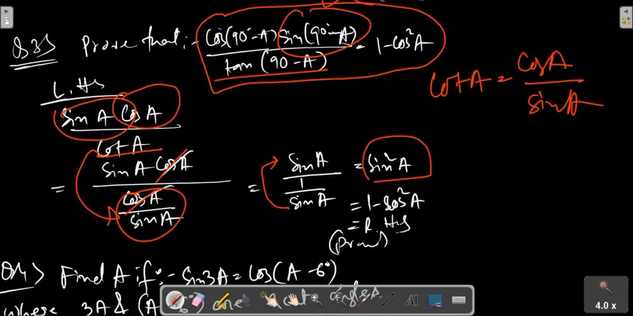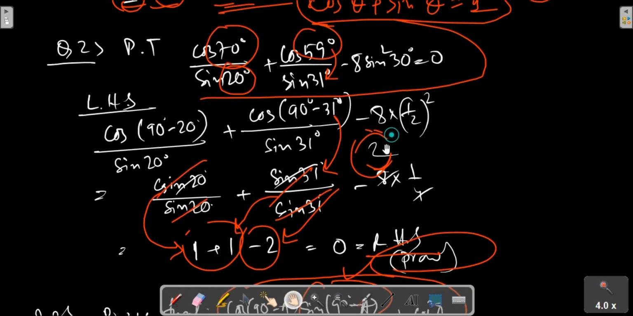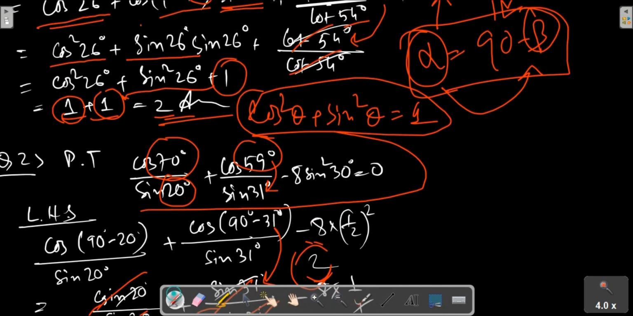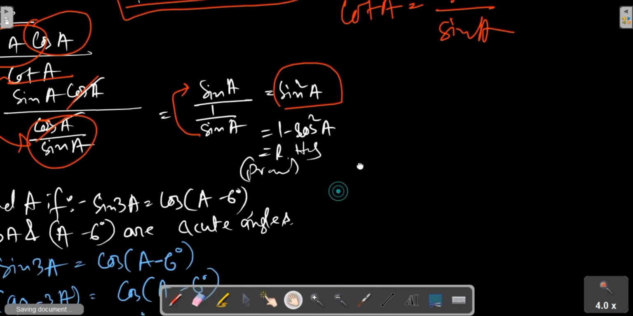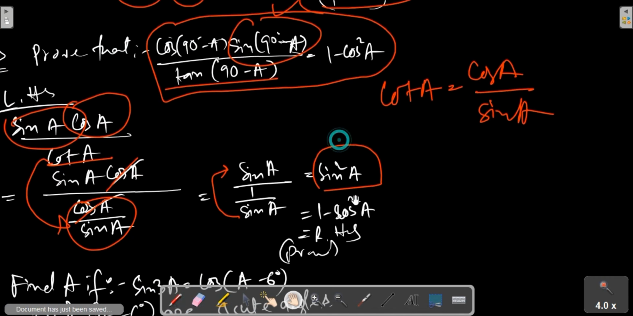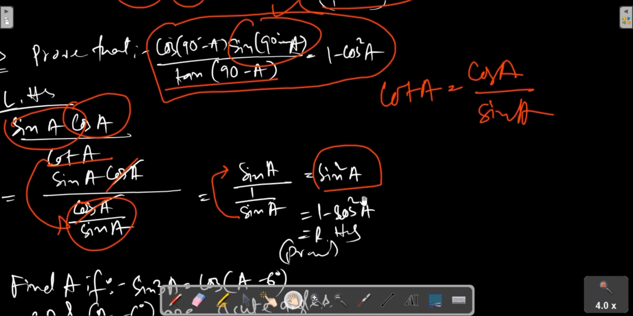Now in the place of sin square a, see I have already written this formula, that cos square a plus sin square a equals 1. So if I take this cos square a to the right side, what will I get? Sin square a equals 1 minus cos square a, right? So I have just written this formula, that sin square a equals 1 minus cos square a. So in this place of sin square, I have written 1 minus cos square a. So we have got the proof. See, in the RHS part, it was the same thing. So we have got the proof.